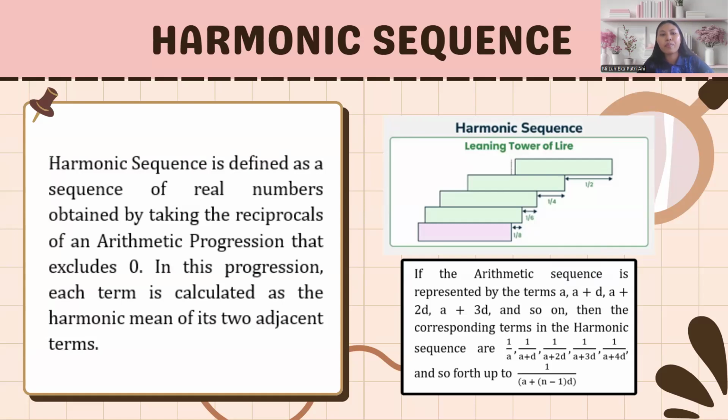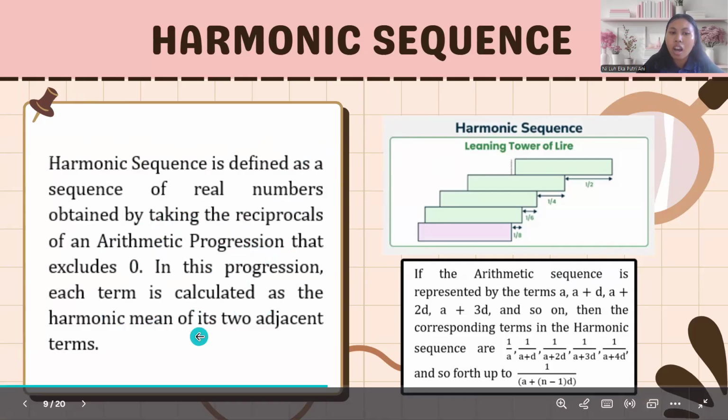Then we also have the topic of harmonic sequence. What is a harmonic sequence? A harmonic sequence is defined as a sequence of real numbers obtained by taking the reciprocals of an arithmetic progression that does not include zero. In this progression, each term is the harmonic mean of its two adjacent terms.